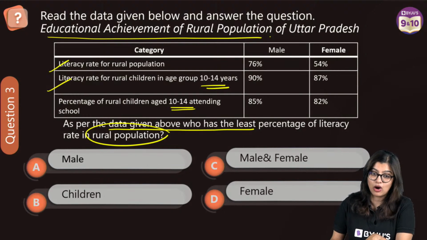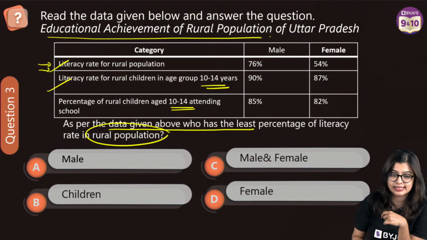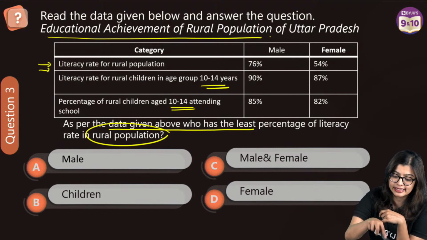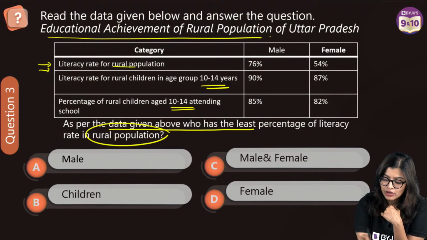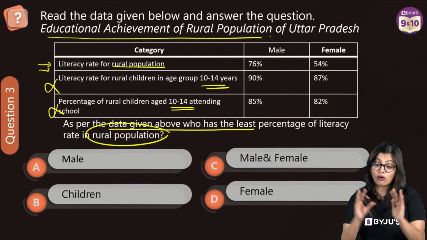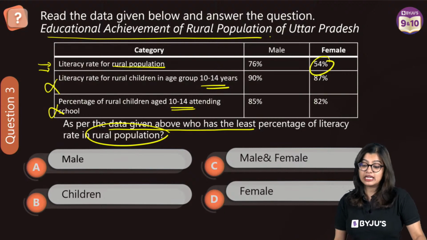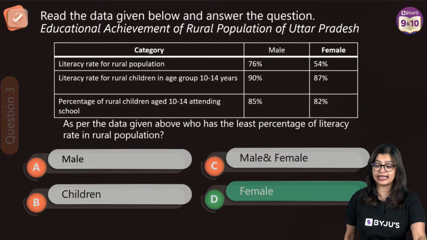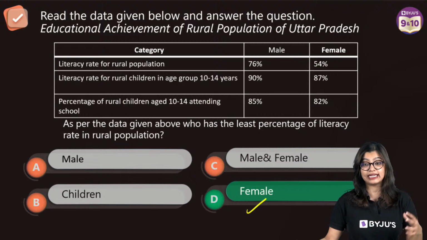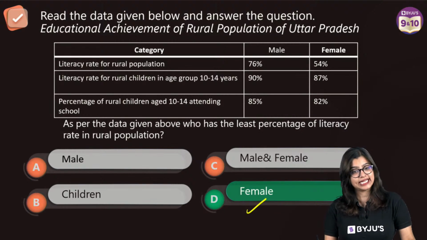Now, since we're talking about rural population, that means you need to only look at this table. You don't need to consider these two because that's for children. Now they've asked for overall rural population. And based on that, what do you see? The least percentage of literacy rate is nothing but we observe in females. So the correct answer here is option number D.